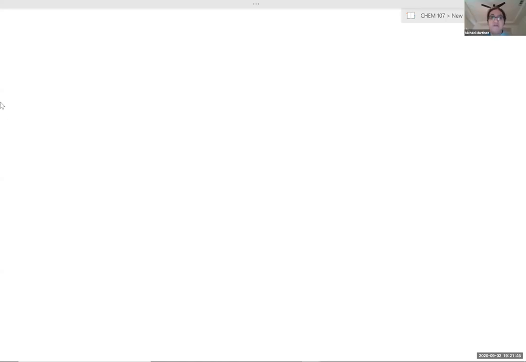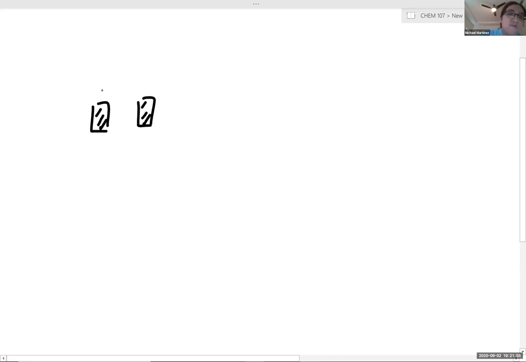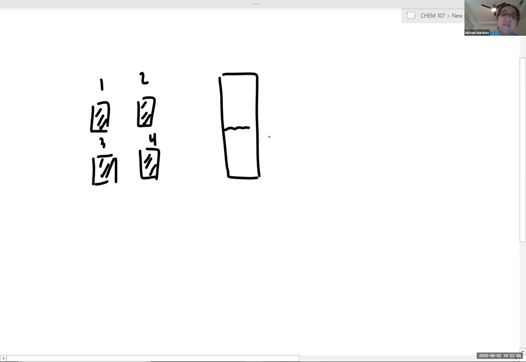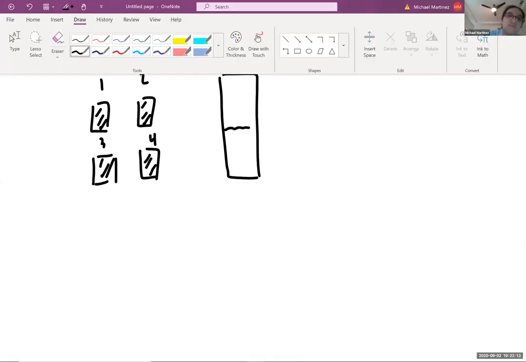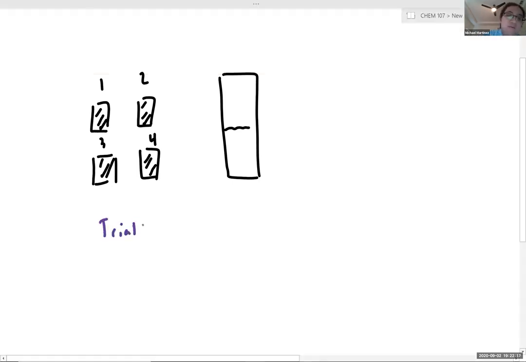So just to explain a little bit further what we're doing in part D. To start off, we have 4 groups of metal pieces. We'll title them 1, 2, 3, and 4. And we have a graduated cylinder that contains water. So for trial number 1, this is lab number 3. It's called density and specific gravity, and it should be on around page 21 of your lab manual. Okay, so this is specific for part D.